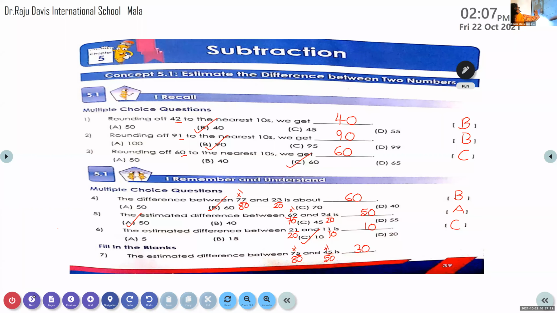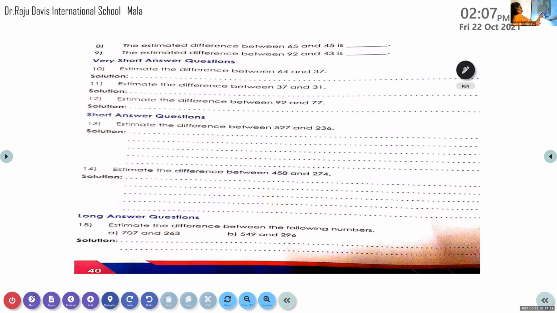Next page, page number 40. Yes, ma'am. Question number 8. The difference between 65 and 45 is. Okay, Rida. First rule. First underline 5. 5 is under the first rule.